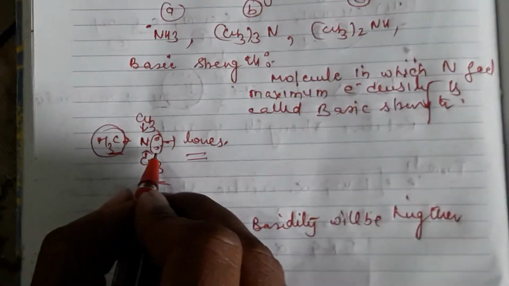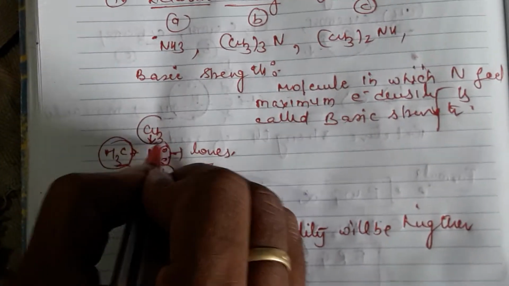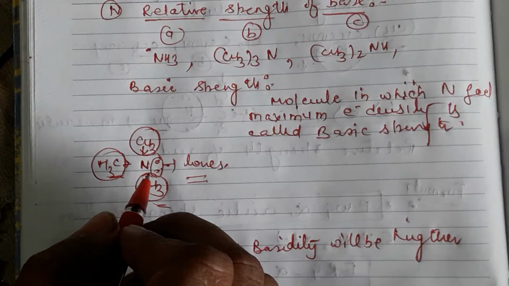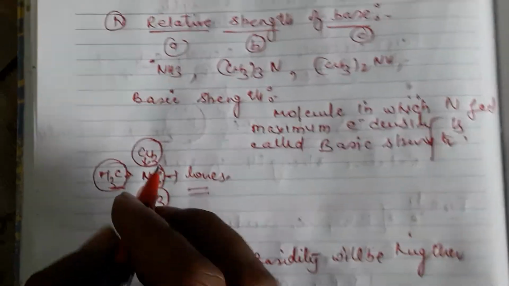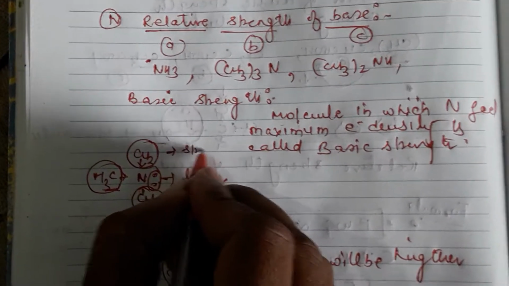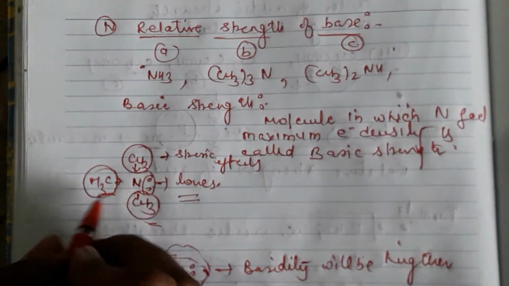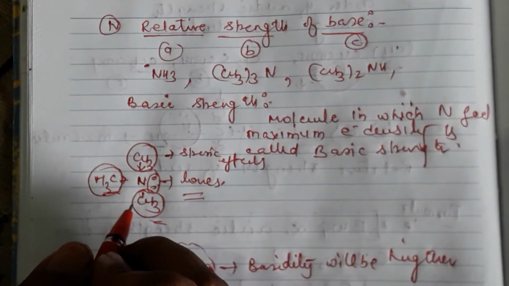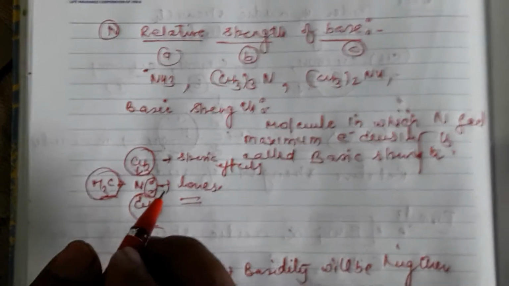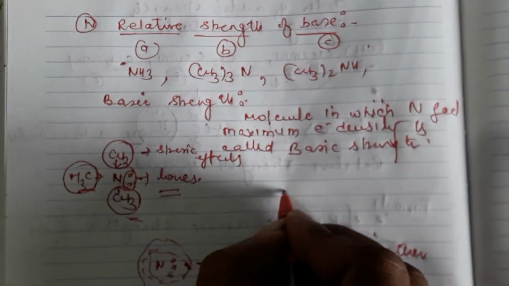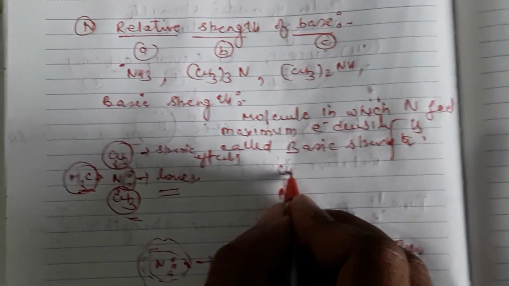But what happened here, in this molecule these are the groups which are very crowded towards the nitrogen, so a crowding type nature has been created. This is called the steric effect. Due to the steric effect, it has a somewhat less basic character as compared to diethylamine.